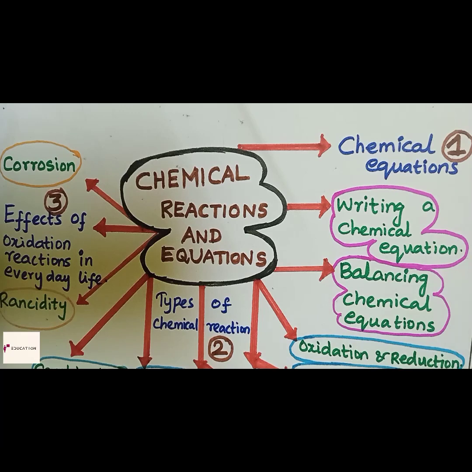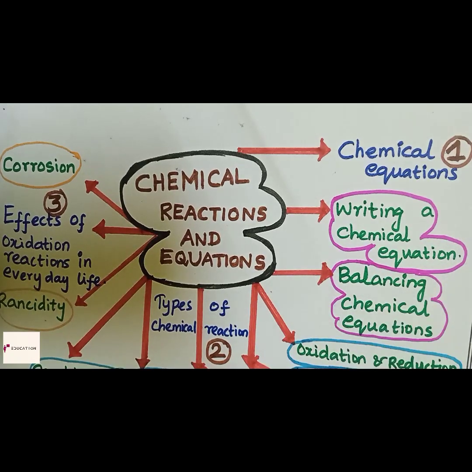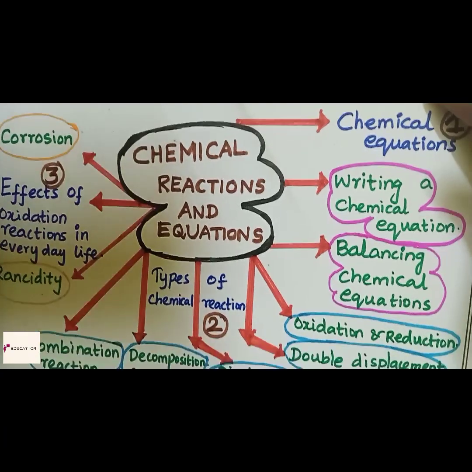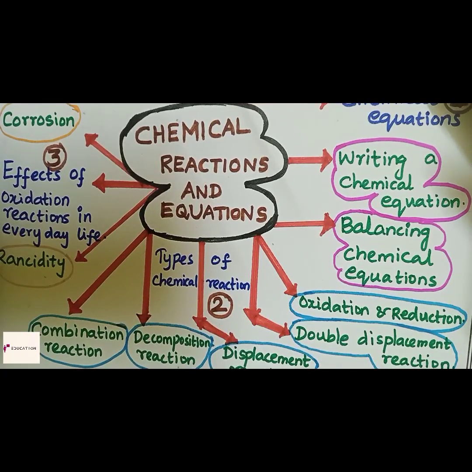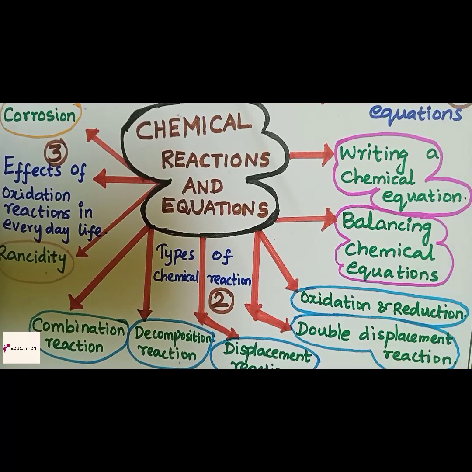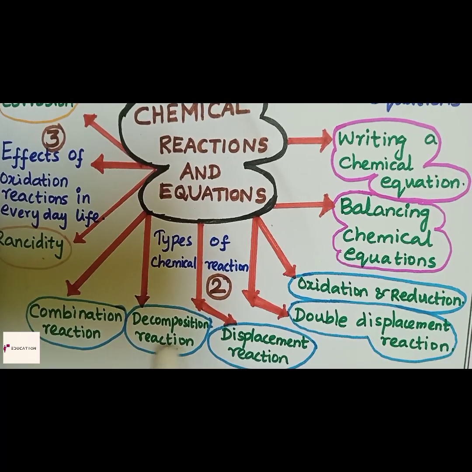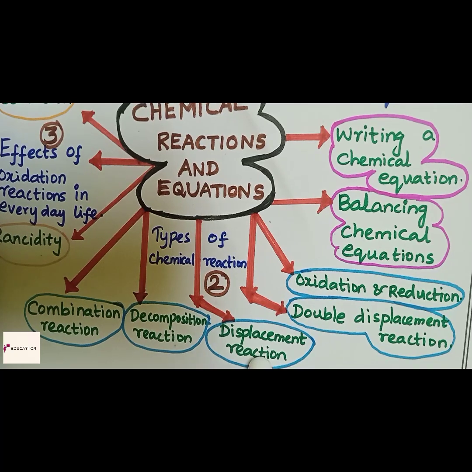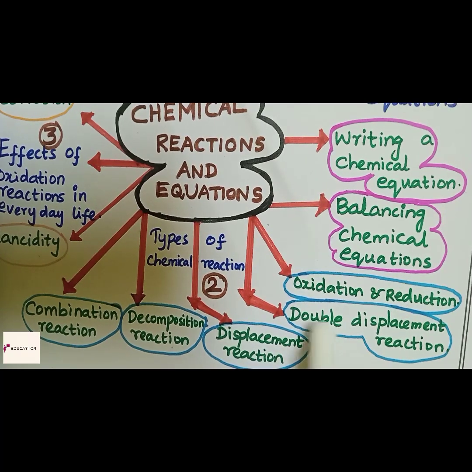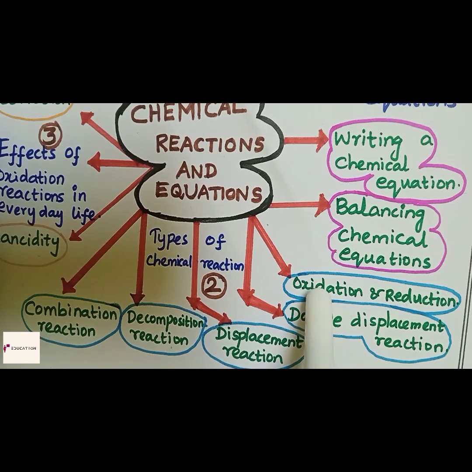In the future videos we will see the detailed thing. Next, balancing chemical equations: how to balance the equation on the reactant side as well as the product side. The second subtopic of this chapter is types of chemical reaction. Five types of reaction we are going to see here. The first is combination reaction, second is decomposition, third is displacement reaction, fourth is double displacement reaction, and the fifth is oxidation and reduction.